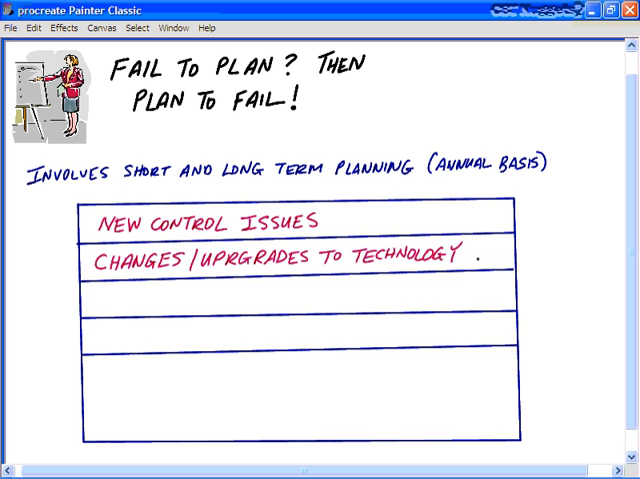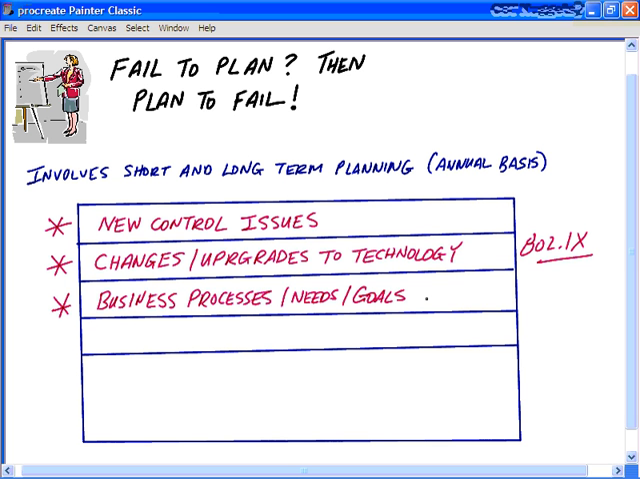Now, I just alluded to the second aspect, changing or upgrading technology, but the first bullet point was really talking about control issues and control mechanisms. But this is overall changes to technology, okay? We want to plan for not only short-term changes or upgrades to our technology, but long-term upgrades or changes to our technology. For example, maybe we're upgrading to an IEEE 802.1x authentication mechanism, which involves authenticating and authorizing users and end systems.